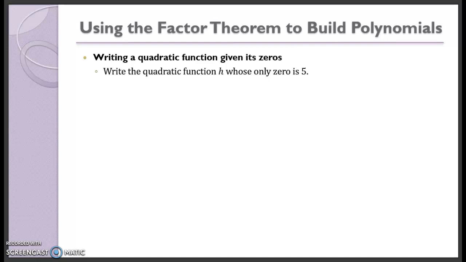Hey everybody, this video is going to talk about writing a quadratic function given its zeros. So let's say we're told that we need to write the quadratic function h whose only zero is 5. So we only have one zero given, but it's a quadratic function, right? A quadratic function has an x squared in it.